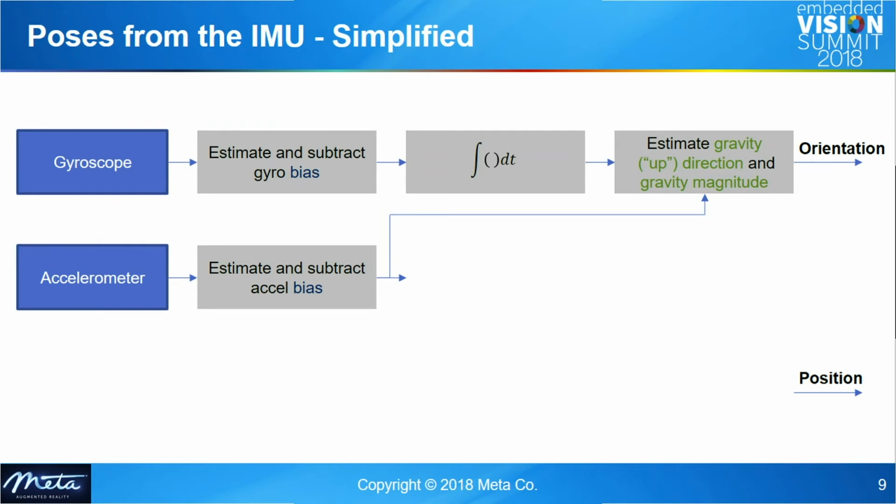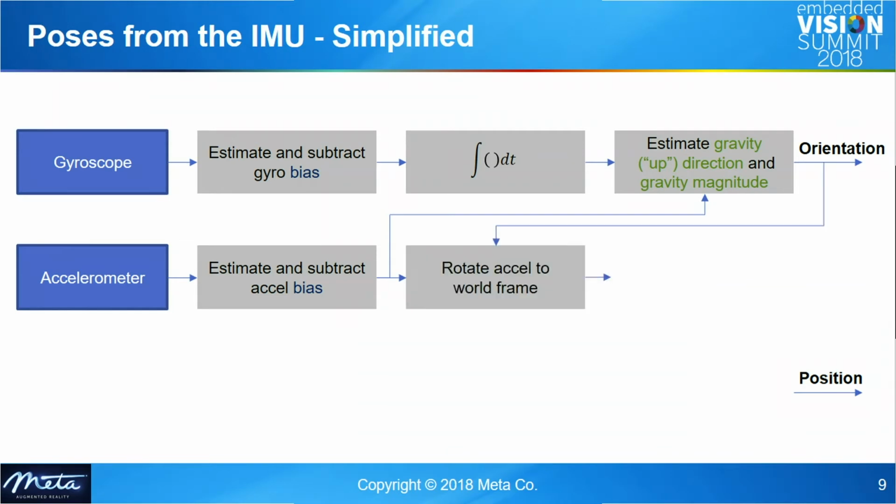And now, as said, because the accelerometer measures not only the true acceleration, but also gravity, by fusing this information with the data from the gyroscope, we can estimate which direction is up, or which direction is gravity. And now we have the orientation. We need to do a few more things before we have the position or translation.